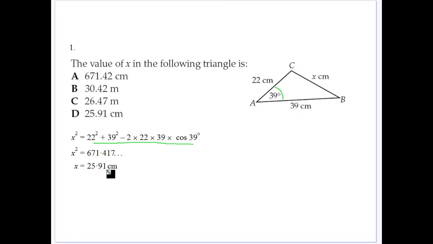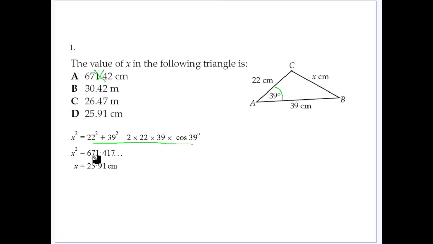Now, is that a reasonable answer? Again, we've got 22, 39, and x opposite 39, so 25.91 sounds like a reasonable answer. The 671.42, well, that's what we had there. Does that sound reasonable? Could you have a triangle with 22, 39, and 671? I don't think so. That wouldn't be possible. So get rid of that one straight away. That's not a reasonable answer, but we'd see that in our problem at some stage.